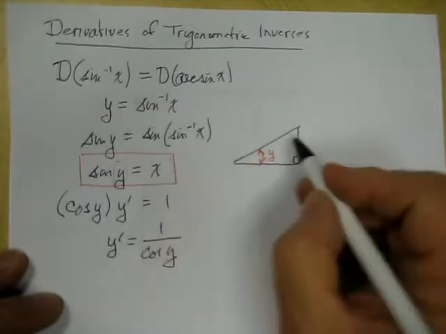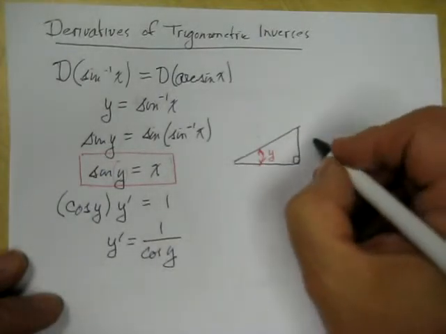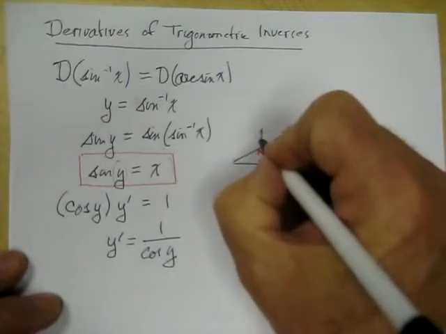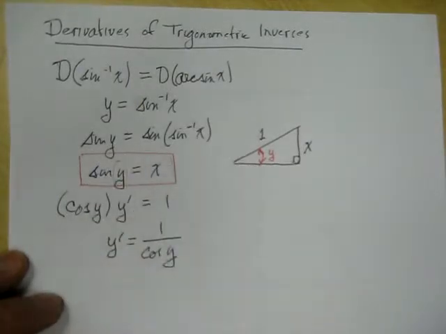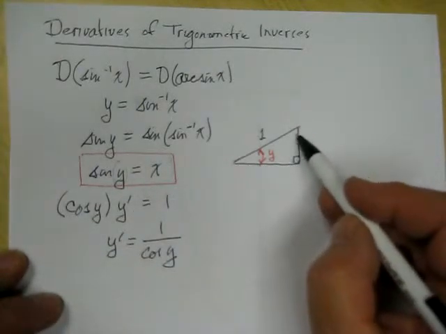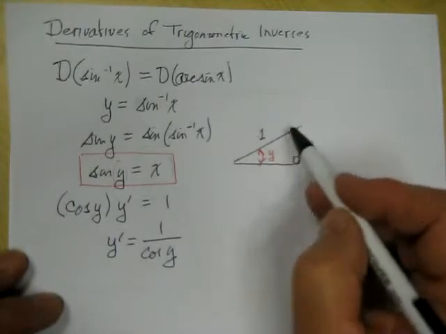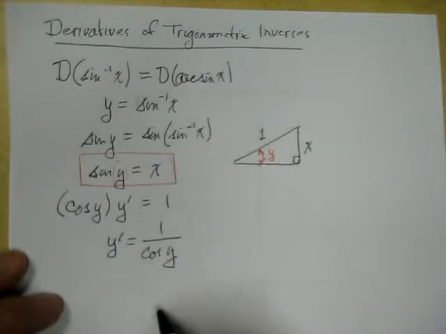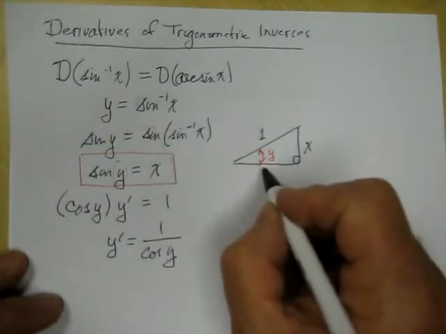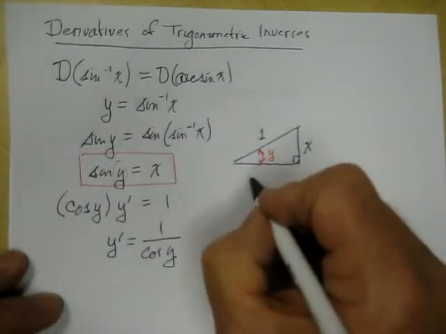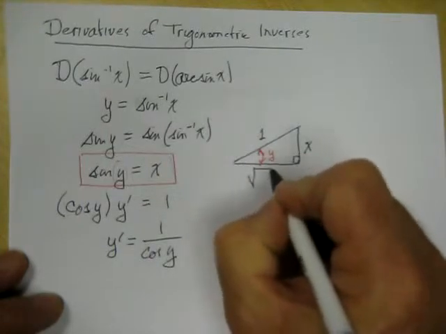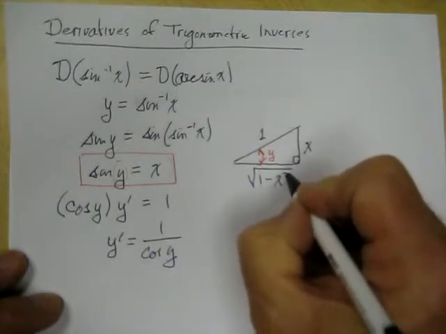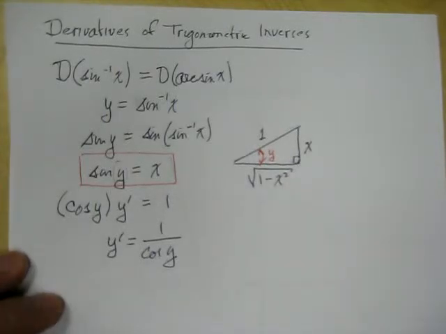The sine is the opposite over hypotenuse, so a representative of the family of right triangles that satisfy this condition would be the triangle where this side is x, the hypotenuse is 1, and this angle is y. The Pythagorean theorem then tells us that this side is going to be the square root of 1 minus x squared. Take a minute and verify that that is in fact the case.